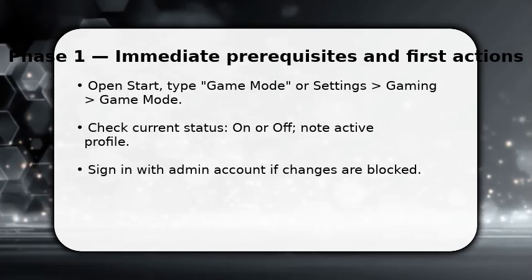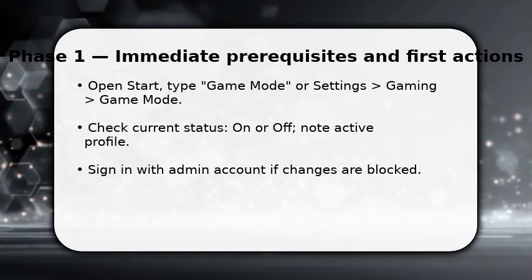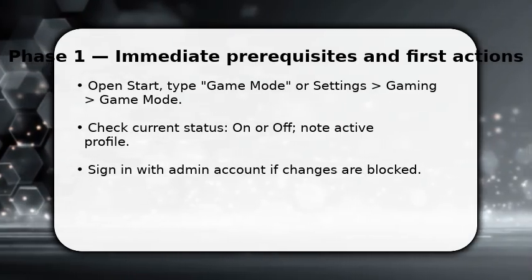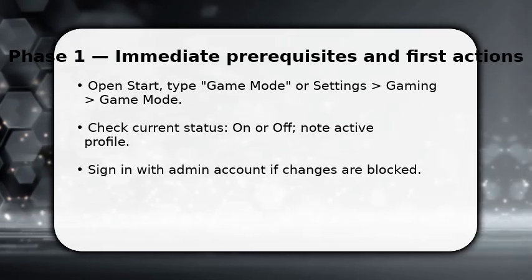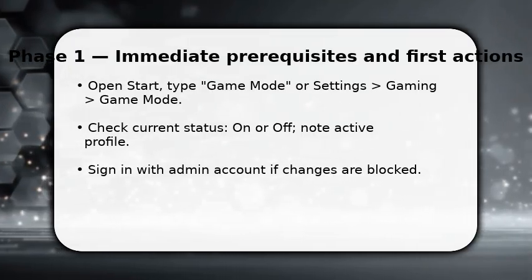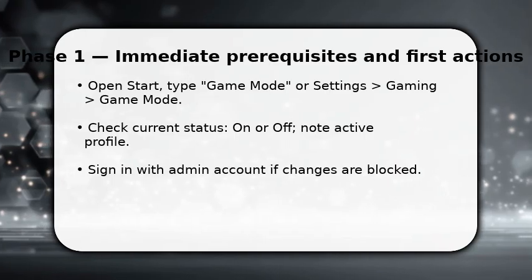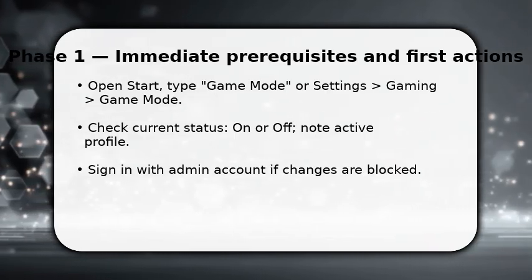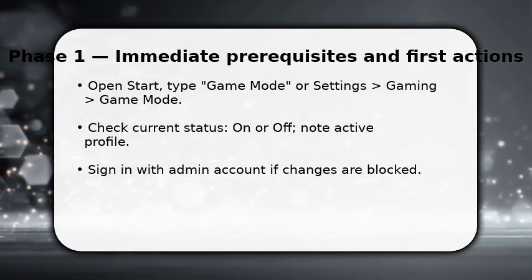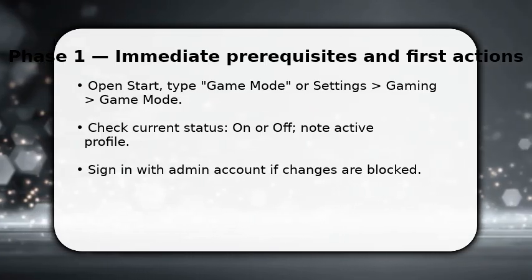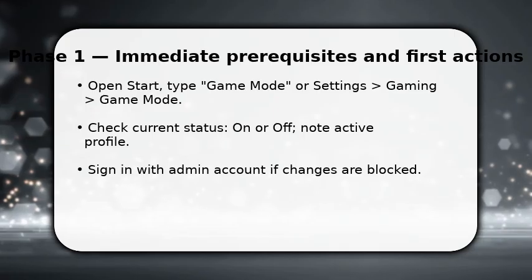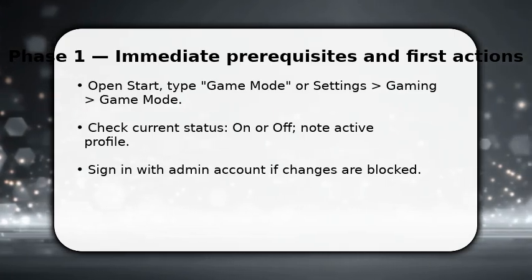You start by opening Settings and locating Game Mode. This makes the change permanent for your user. Once done, check whether Game Mode reads on or off so you know the current state. If you see restrictions, sign in with an administrator account. This allows you to modify system-level toggles. You do this because Game Mode can override performance profiles and interrupt updates. Disabling it lets you control background tasks and GPU scheduling.